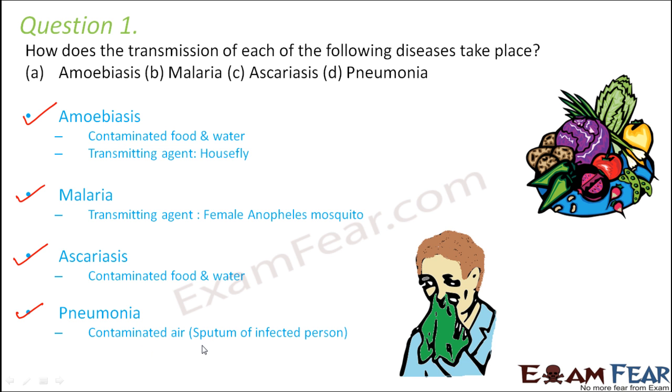So when we say air, it basically means that if there is an infected person in the neighborhood suffering from pneumonia, when he sneezes, there are chances that those pathogens will be present in the air surrounding him. So now if a normal person comes in his vicinity, he might inhale that contaminated air, and that is how the infection might happen to him. It also gets spread through the sputum of the infected person.